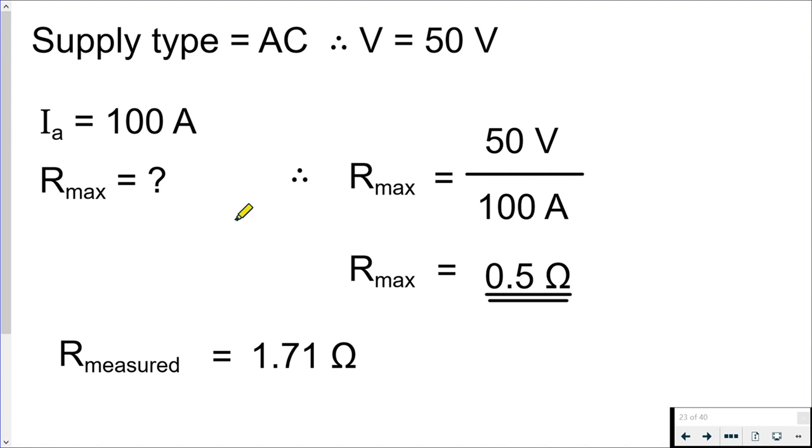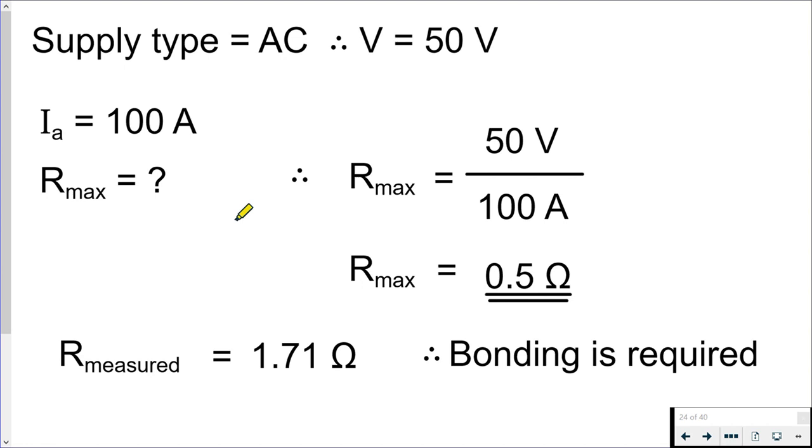Okay. Remember, our measured value was 1.71 ohms. Max 0.5, measured 1.71. We clearly have a measured value higher than the maximum that we're allowed, therefore we need to fit bonding. If I did not fit bonding, if I take this 1.71 ohms and I multiply it by 100 amps, I would get 171 volts between this exposed and this extraneous conductive part in the event of a fault. Okay, and that's why it's dangerous.